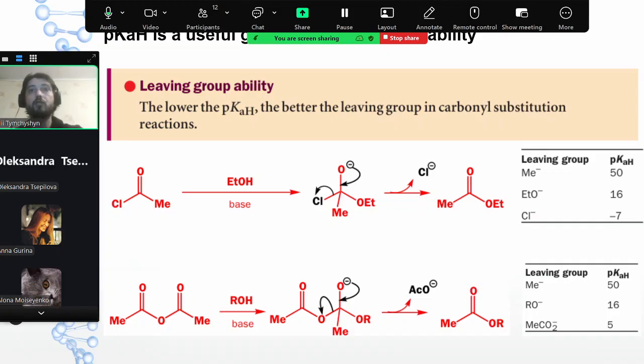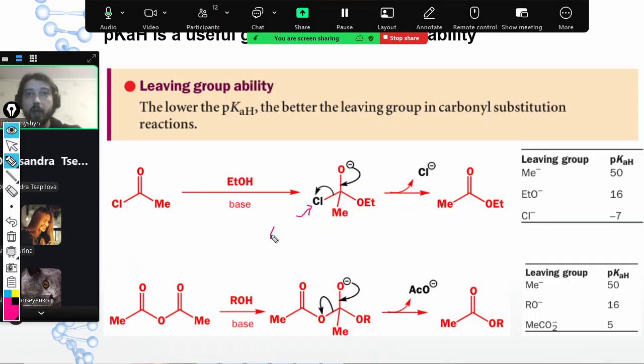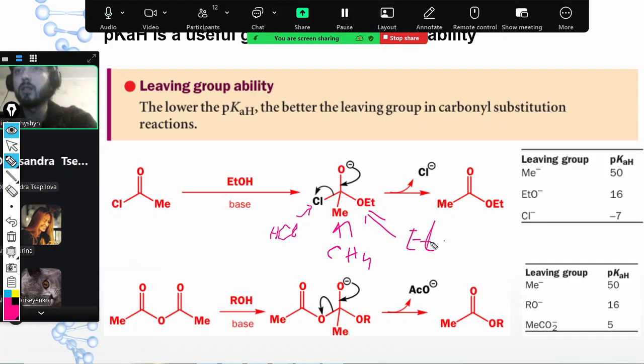As a guideline to who will leave, we can use the same thing as pKa. So here is the pKa of the acid that can be created with the help of the leaving group. So what kind of acids do we have here? With the chlorine we have HCl. With the methyl group we have just simple methane, CH4, and here we have simple ethanol, so we have ethyl OH.